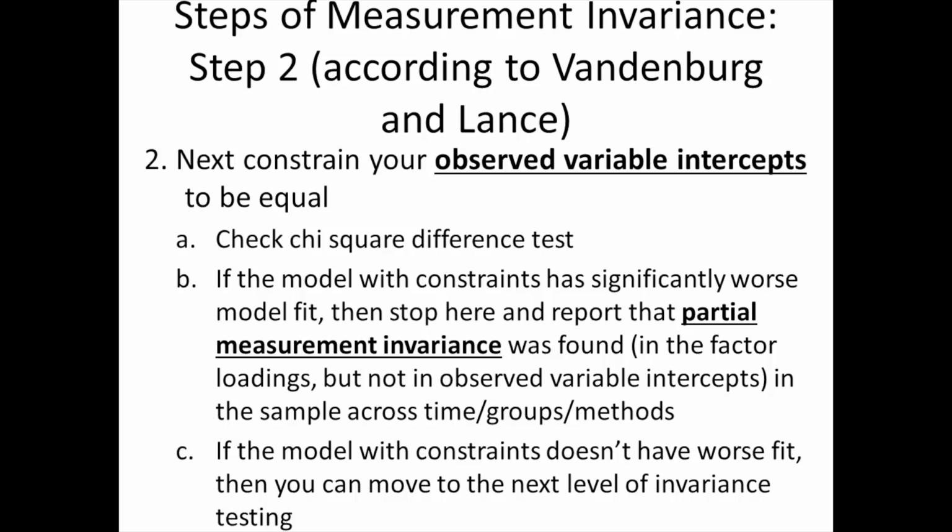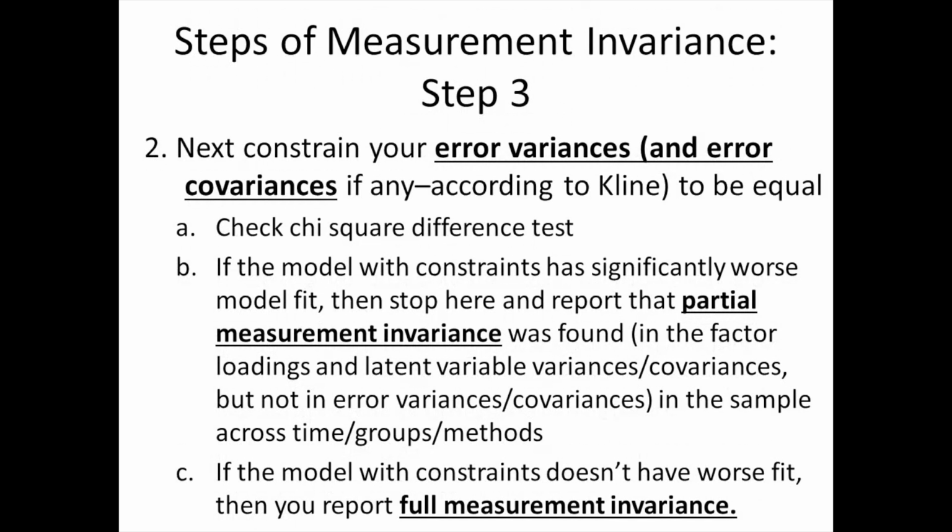Okay, if our factor loadings and our observed variable intercepts can be constrained to be equal, then we can move to the error variances. And we would do this using the same test where we constrain those to be equal across groups, and then we will test to see if the chi-square model fit gets significantly worse given the number of parameters difference between the overall model and the nested model.